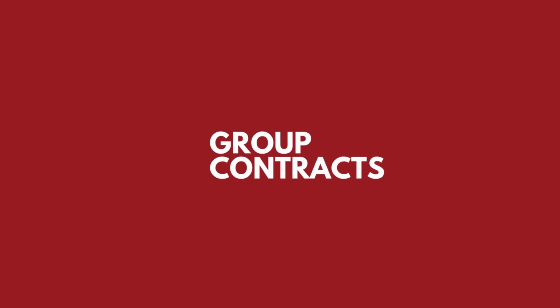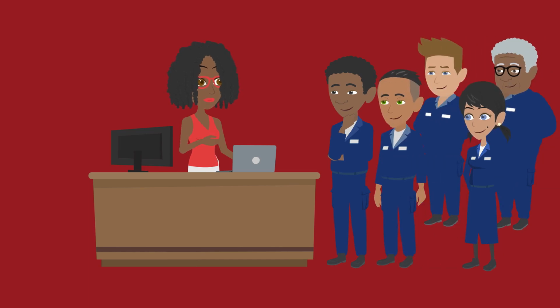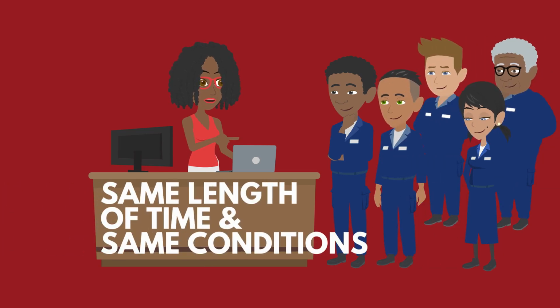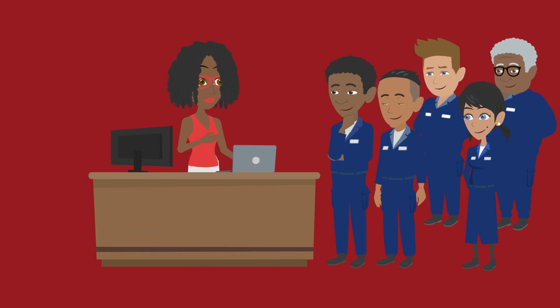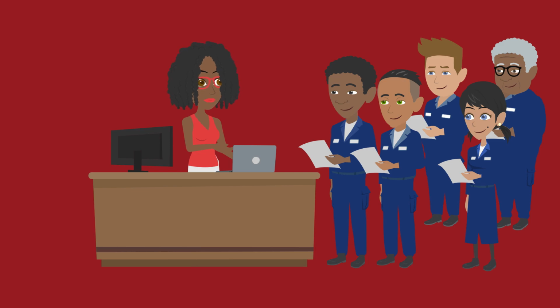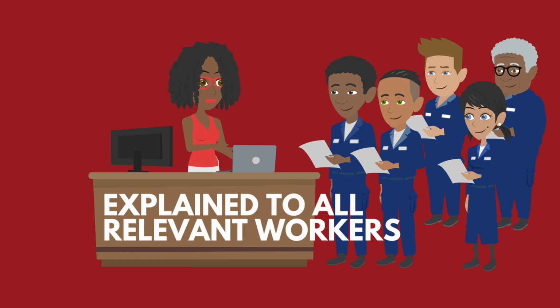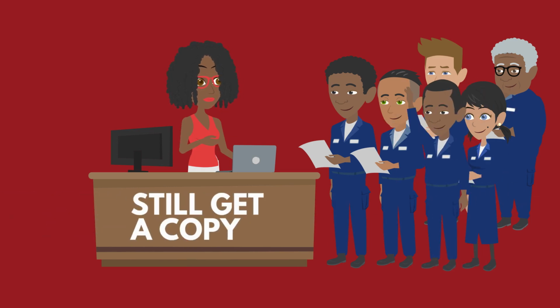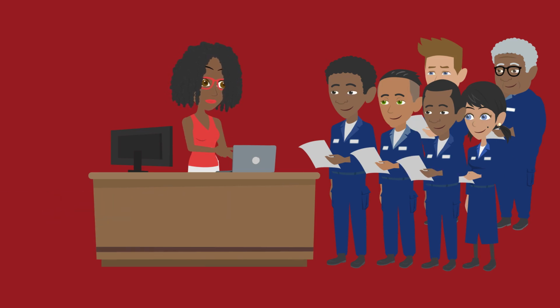Group contracts. In cases where seasonal workers are employed for the same length of time under the same conditions of employment, group contracts are sometimes used. In these cases, there needs to be documented proof that the contracts have been explained to all relevant workers, and workers need to sign that they agree to the contract. Each worker must still get a copy, even if it is a shorter version. You can always ask your employer for your contract.